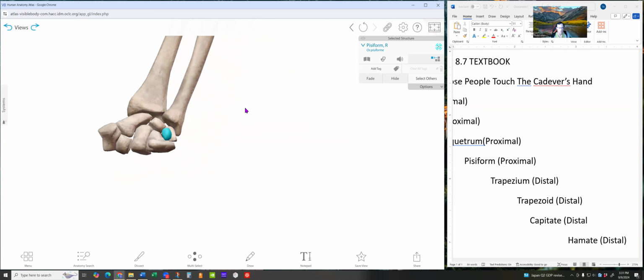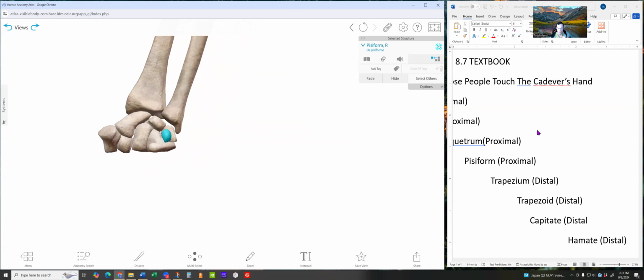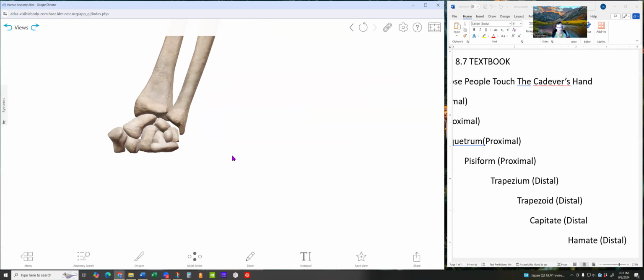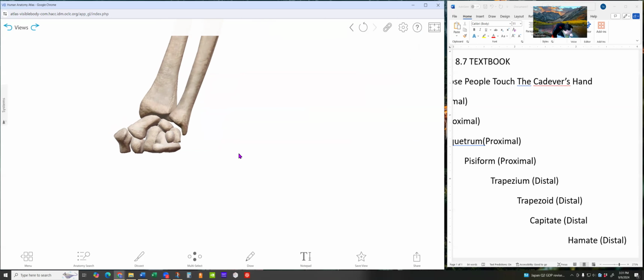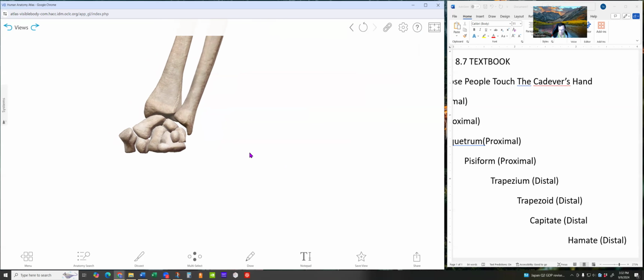Okay, so use your textbook, learn that mnemonic. It gets a little bit easier, okay? You can do this. You can totally do it. All right, next, let's continue. So we've got, excuse me, we've got the tiny little bones of the wrist done.